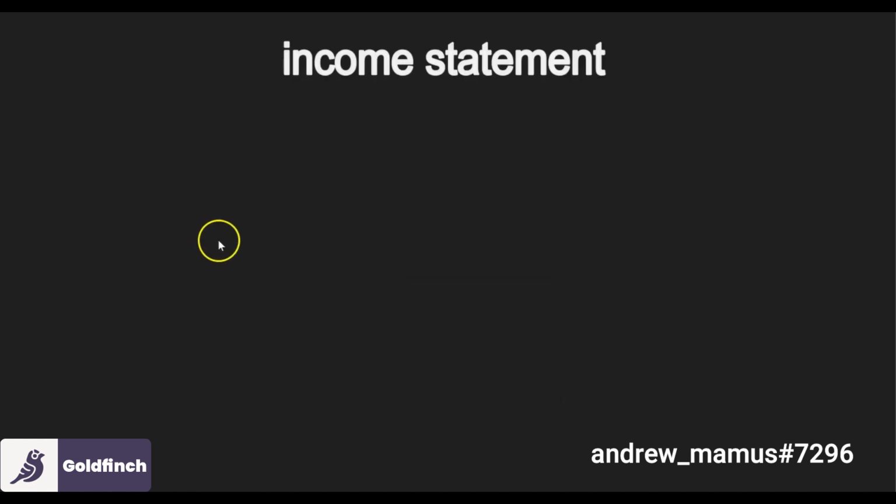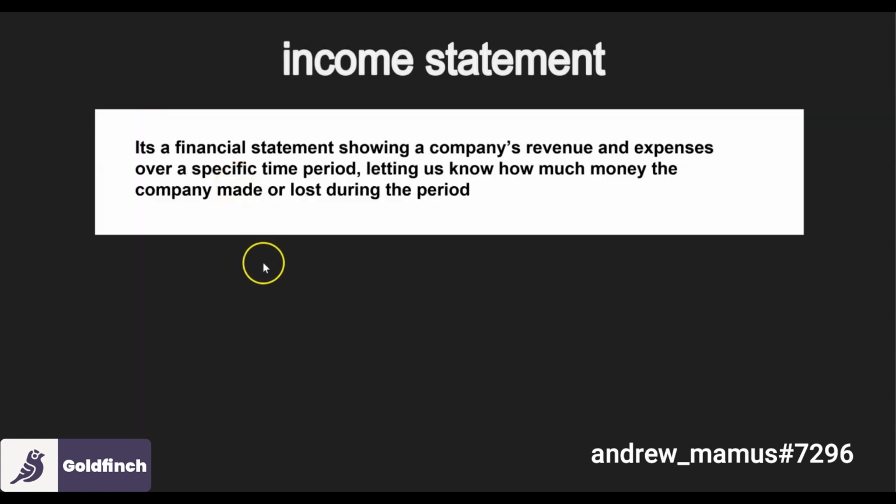Now, apart from the balance sheet, there are other things included in this module. We have the income statement also. An income statement is a financial statement showing a company's revenue and expenses over a specific time period, letting us know how much money the company made or lost during this period. That's what an income statement is. It shows the revenue and the expenses. That's everything you have to understand.